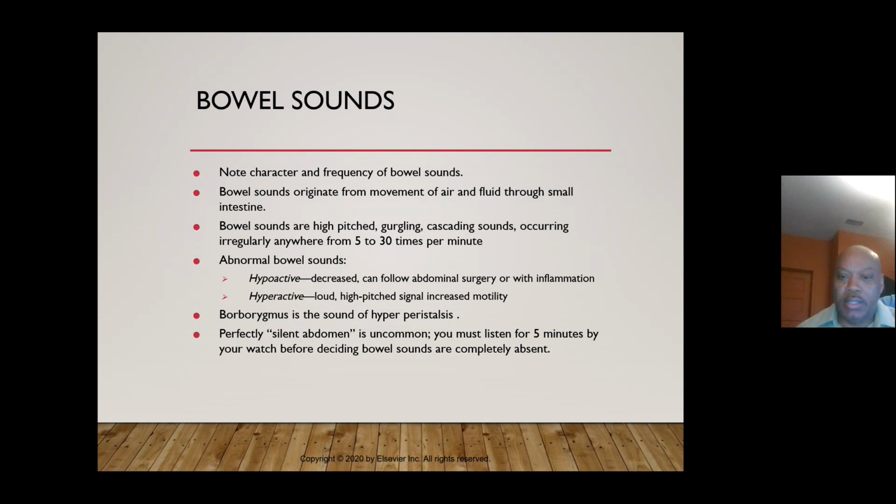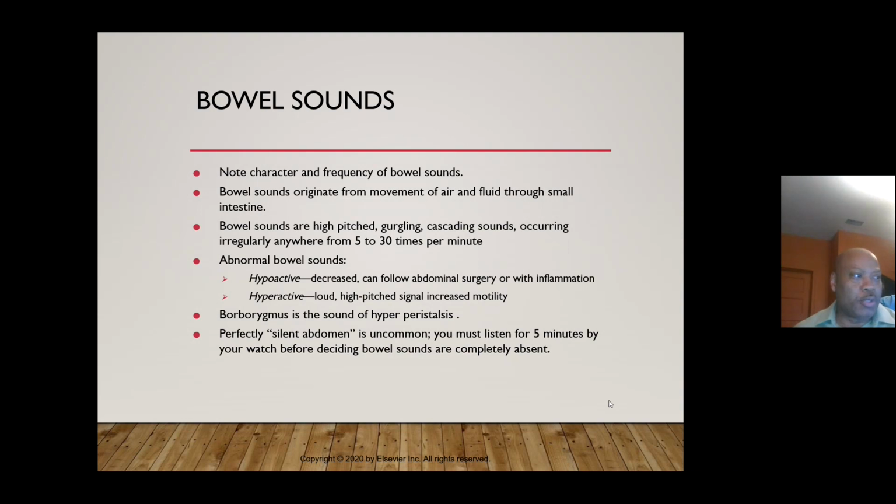Hypoactive bowel sounds are decreased, and they can follow a surgery, or if there's any kind of inflammation, such as peritonitis. There's also hyperactive bowel sounds, and these sounds are loud. They are high pitched, and what they tell us is that there's increased intestinal motility. The small intestines are moving very quickly.